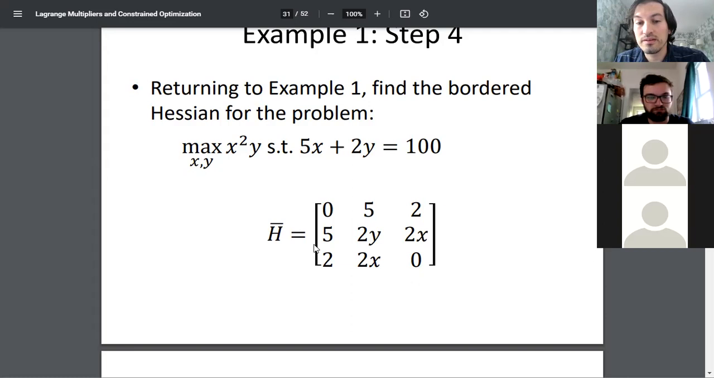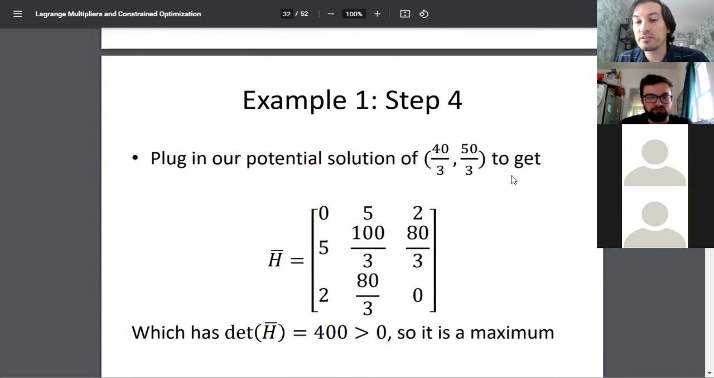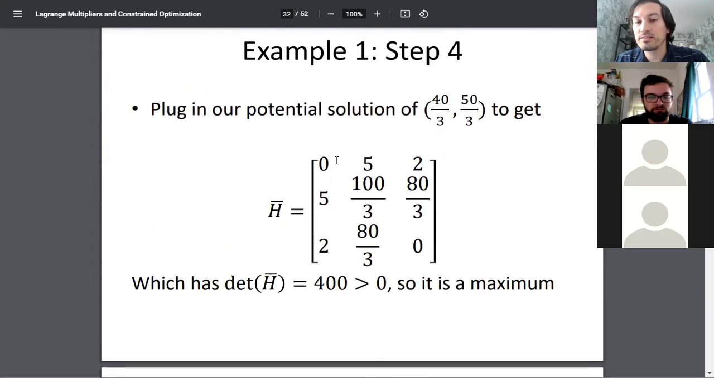So I think it's on the next slide. Plug in the potential solution of 40 thirds and 50 thirds. We get this 0, 5, 2, 5, 100 thirds, 80 thirds, 2, 80 thirds, 0. If you take the determinant of that, I guess you just have to take my word for it. Take my word, it's 400, which is positive, which is a maximum.